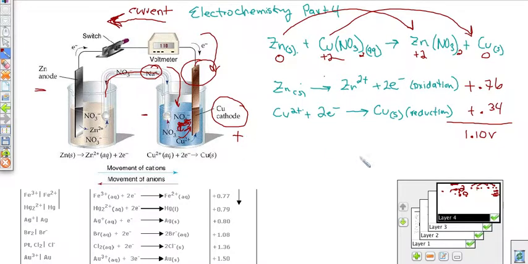So that gives you an overview, shows you how we calculate the voltage here using a reduction potential chart, and gives you the basic setup. We're going to do a little bit more with this in later videos, but that gives you a real quick idea about how a voltaic cell or a galvanic cell works.